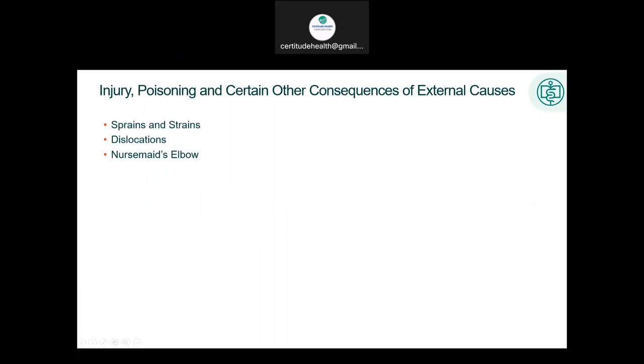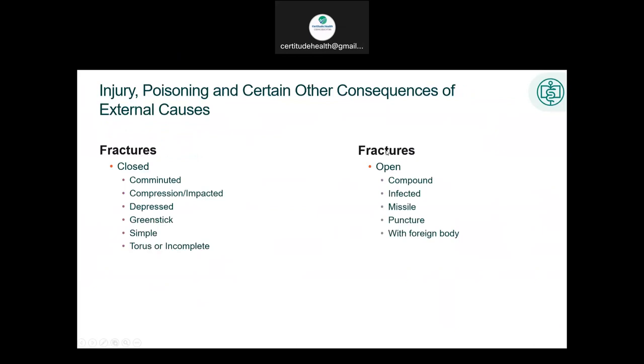Injury, poisoning, and certain other consequences of external causes. Anytime you have a sprain, strain, dislocation, nursemaid's elbow, or fractures, these are different types. You can have a closed fracture, meaning no bone is exposed through the skin, or an open fracture, meaning that it came through the skin and the bone is now exposed. As you can see, there are several different types of closed fractures and several different types of open fractures.